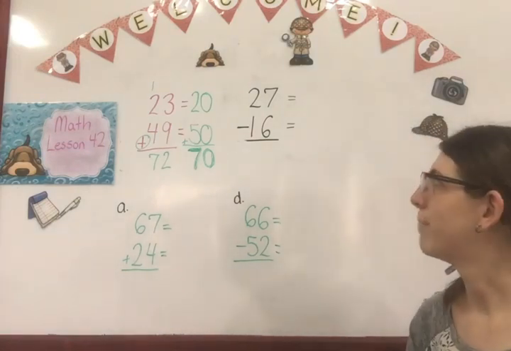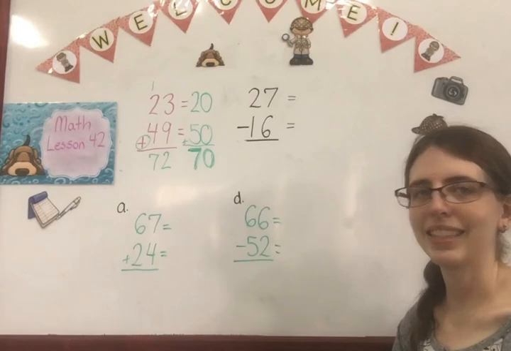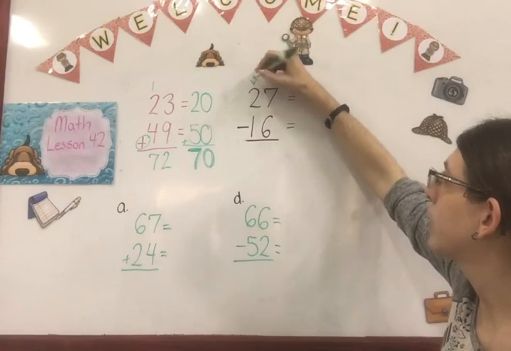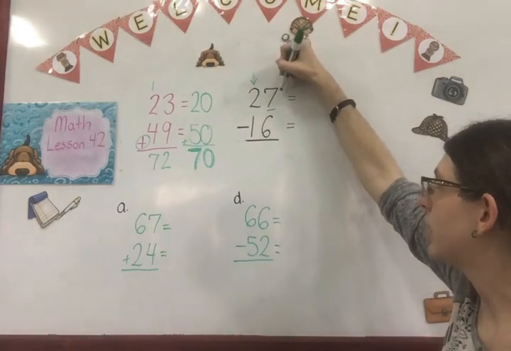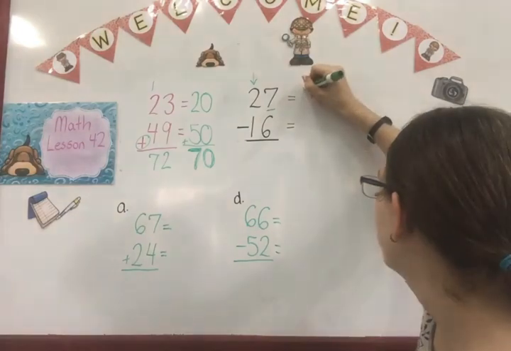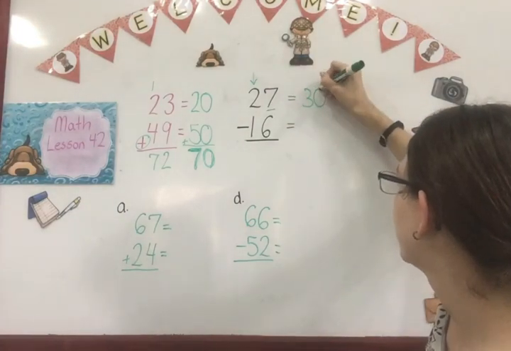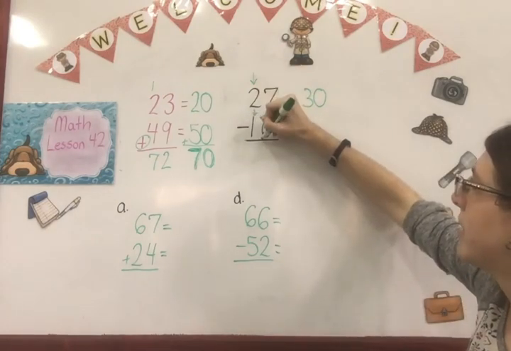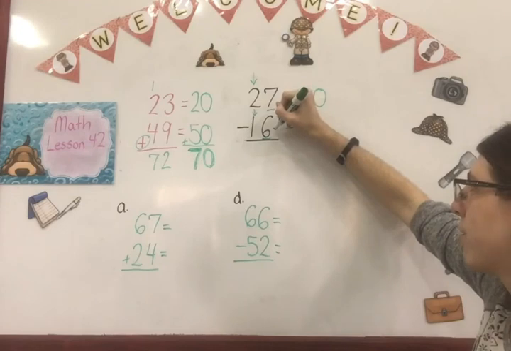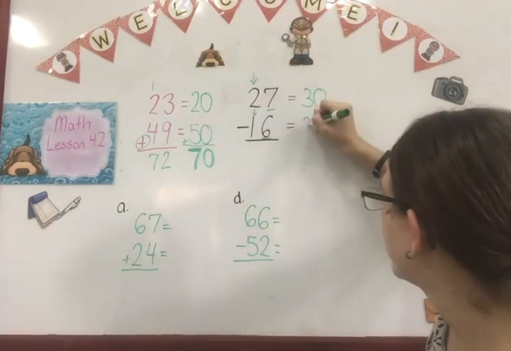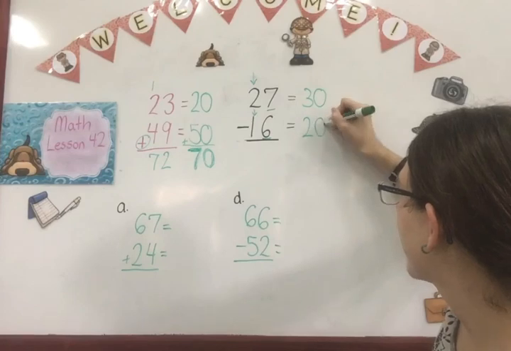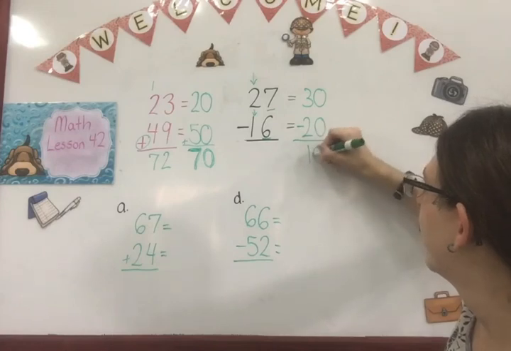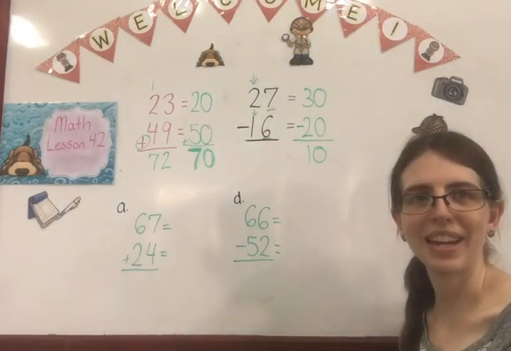Let's try it with subtraction. 27 minus 16. Well, we'll round 27. We're rounding the 2, so we look at the 7. 7 is 5 or greater, so we round our 2 up to a 3, and everything behind it becomes a 0. With 16, we're rounding the 1. We look at the 6. 6 is greater than 5, so we round the 1 up to a 2, and everything else becomes a 0. We are subtracting. 30 minus 20 is 10, so 10 is our estimated answer.